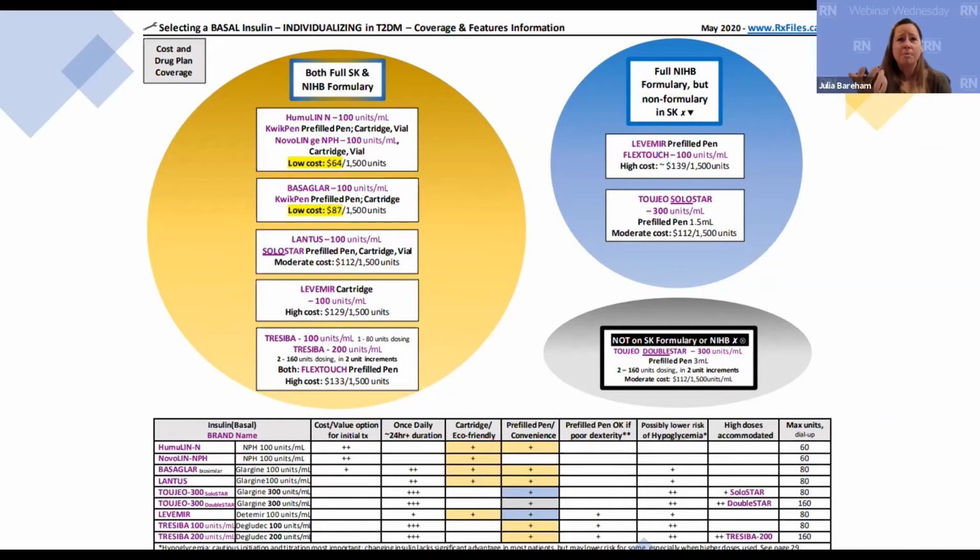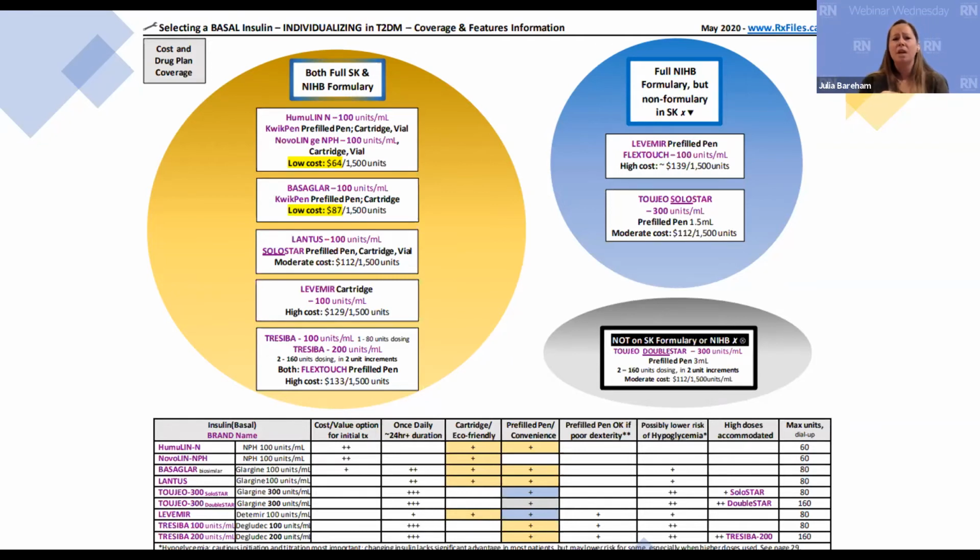Well, coverage might be an issue, and in that big gold circle, you can see that anything in there has full Saskatchewan and NIHB formulary coverage. So if that's a concern, you know those are covered. There are some that are just covered on NIHB in the blue circle, and some that are not covered at all.